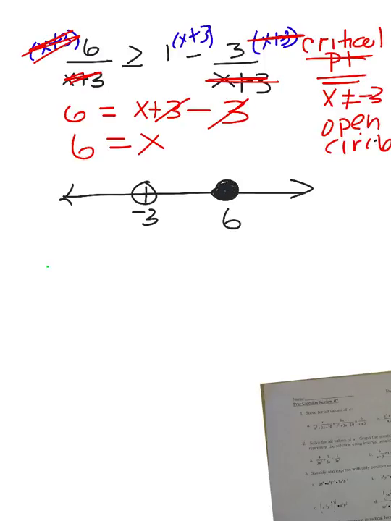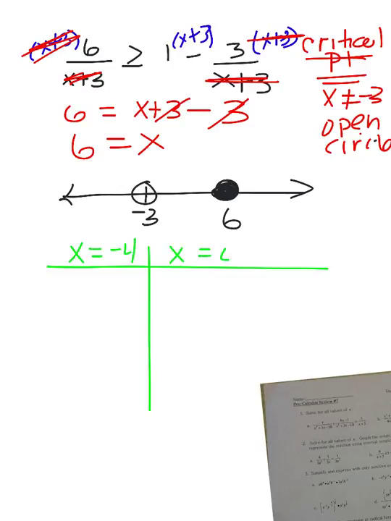So we're going to pick test points. I'm going to pick negative 4, I'm going to pick 0, and I'm going to pick 7. I'm going to start off with negative 4 and plug it into the original.